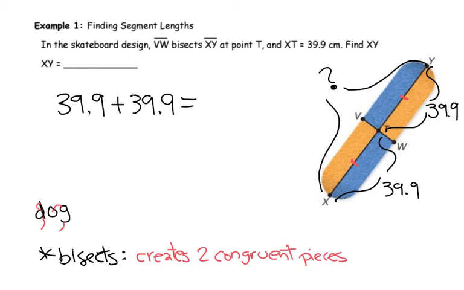And we would get 79.8. So XY is 79.8 units length, which actually they do tell me the units. Sorry, just noticed that. It is centimeters. Yay.